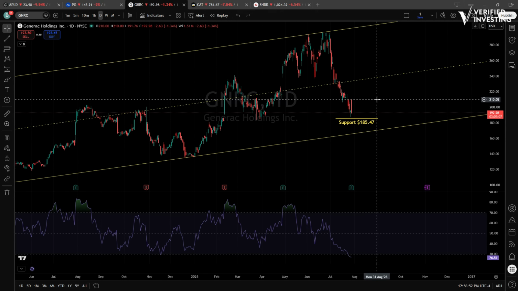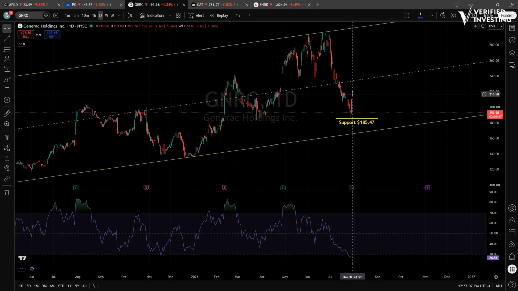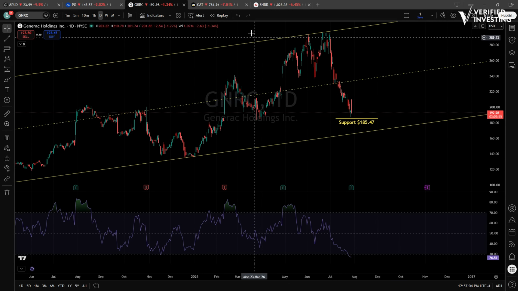There will be stopping points. 200 is a psychological number and is going to be a resistance level moving back through it, but then mainly 210 beyond that, as we do have some consolidation right here in the high pivot of today's price action.